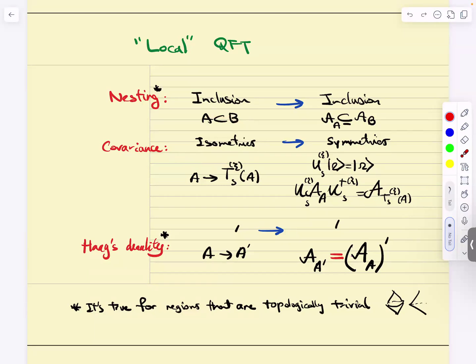It means that if you have a transformation that translates this region, the symmetry, to this region, then there is a unitary on the Hilbert space that takes this algebra and sends it to that algebra. So symmetry transformations are represented unitarily in the Hilbert space. Finally, it's desirable to have what's called Haag's duality. It's true that the algebra of the causal complement is inside the commutant, but we would like this to be equal to the commutant.